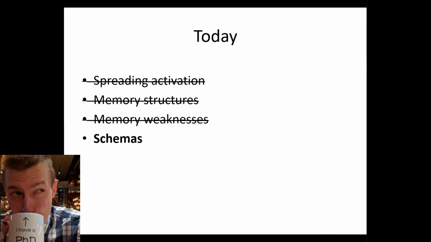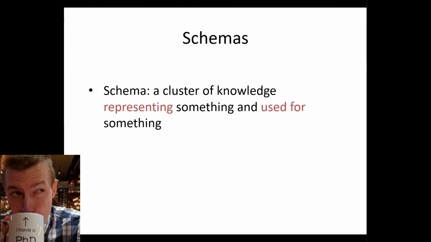Lastly, we come to schemas. A schema is a cluster of knowledge representing something and used for something. What it represents could be, quoting Stephen K. Reed, a general procedure, object, precept, event, sequence of events, or social situation. And what it's used for could be interpreting sensory data, retrieval of memories, organization of behaviors or actions, and solving problems. By this definition, schemas are schemas for things.